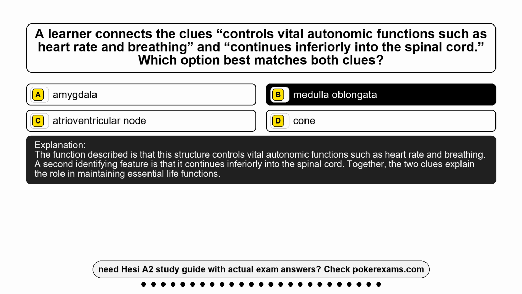The function described is that this structure controls vital autonomic functions such as heart rate and breathing. A second identifying feature is that it continues inferiorly into the spinal cord. Together, the two clues explain the role in maintaining essential life functions.